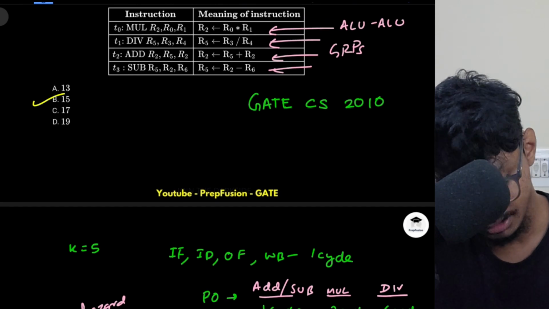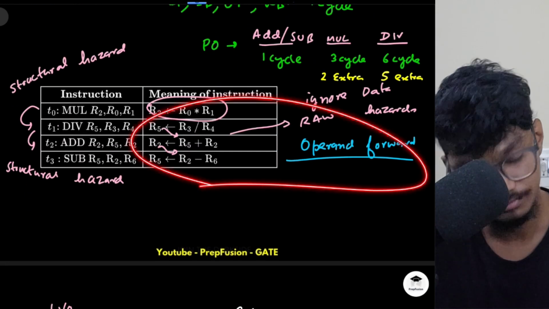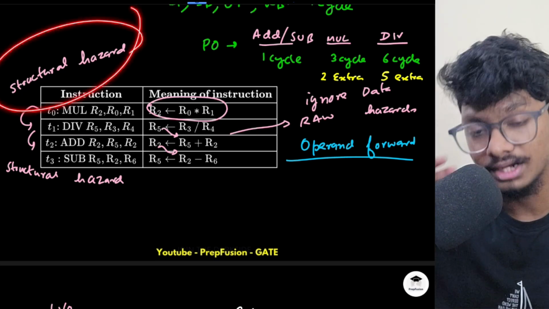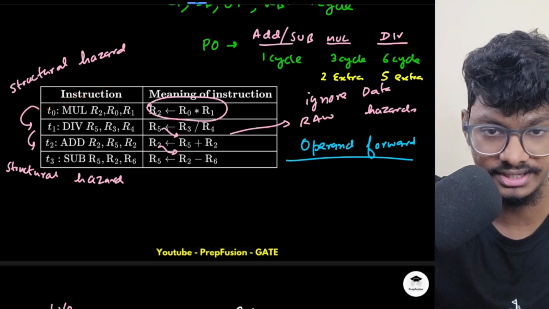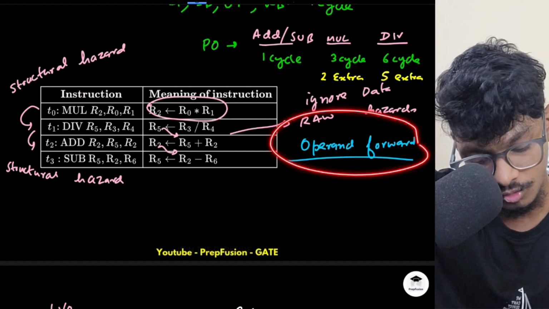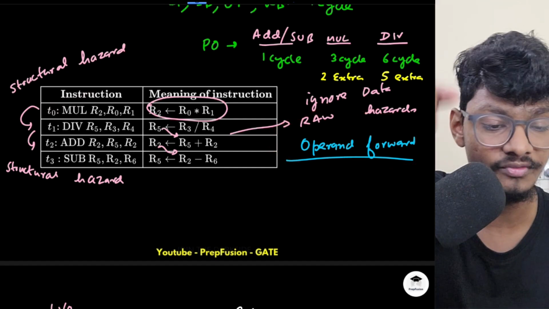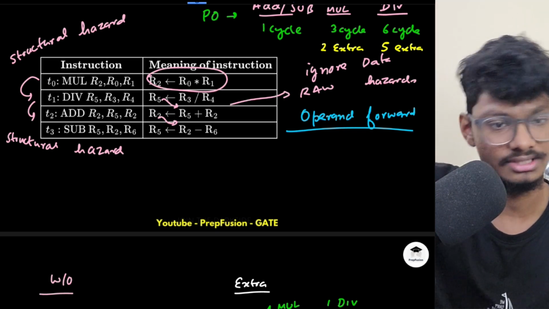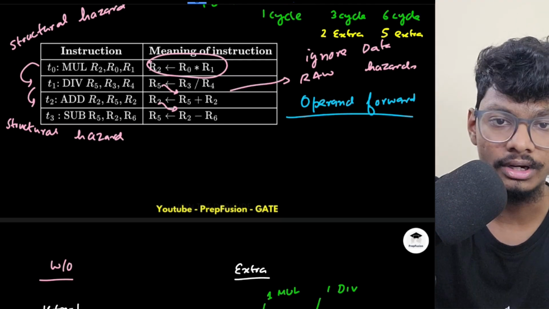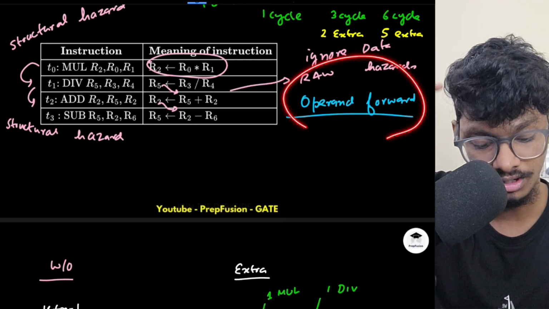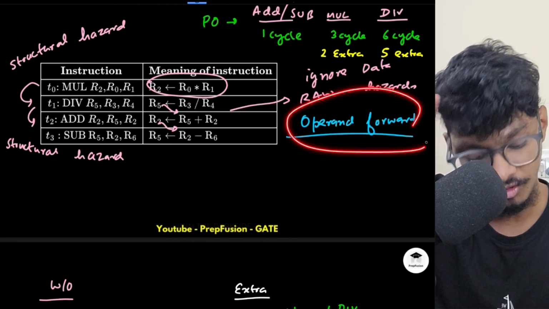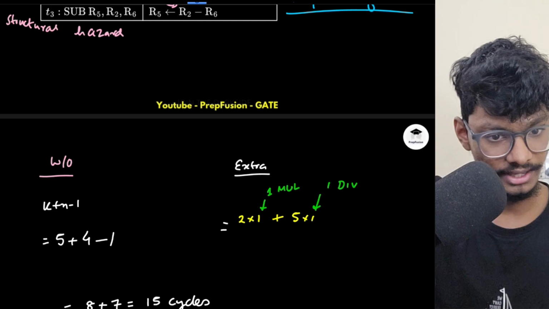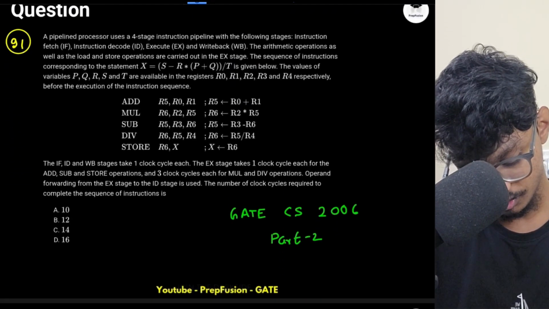Now you might say, sir, you ignored the data hazard. Yes, I ignored it. Why? Because the stall cycles provided due to structural hazards are more than enough to deal with the data hazards. I don't need to provide any extra stall cycles. Homework: you can make the table and observe yourself that I don't need to give any extra stall cycles for data hazard. Because operand forwarding is there, data hazard won't be occurring. Okay, I hope you have understood this point. Let's solve the next question.